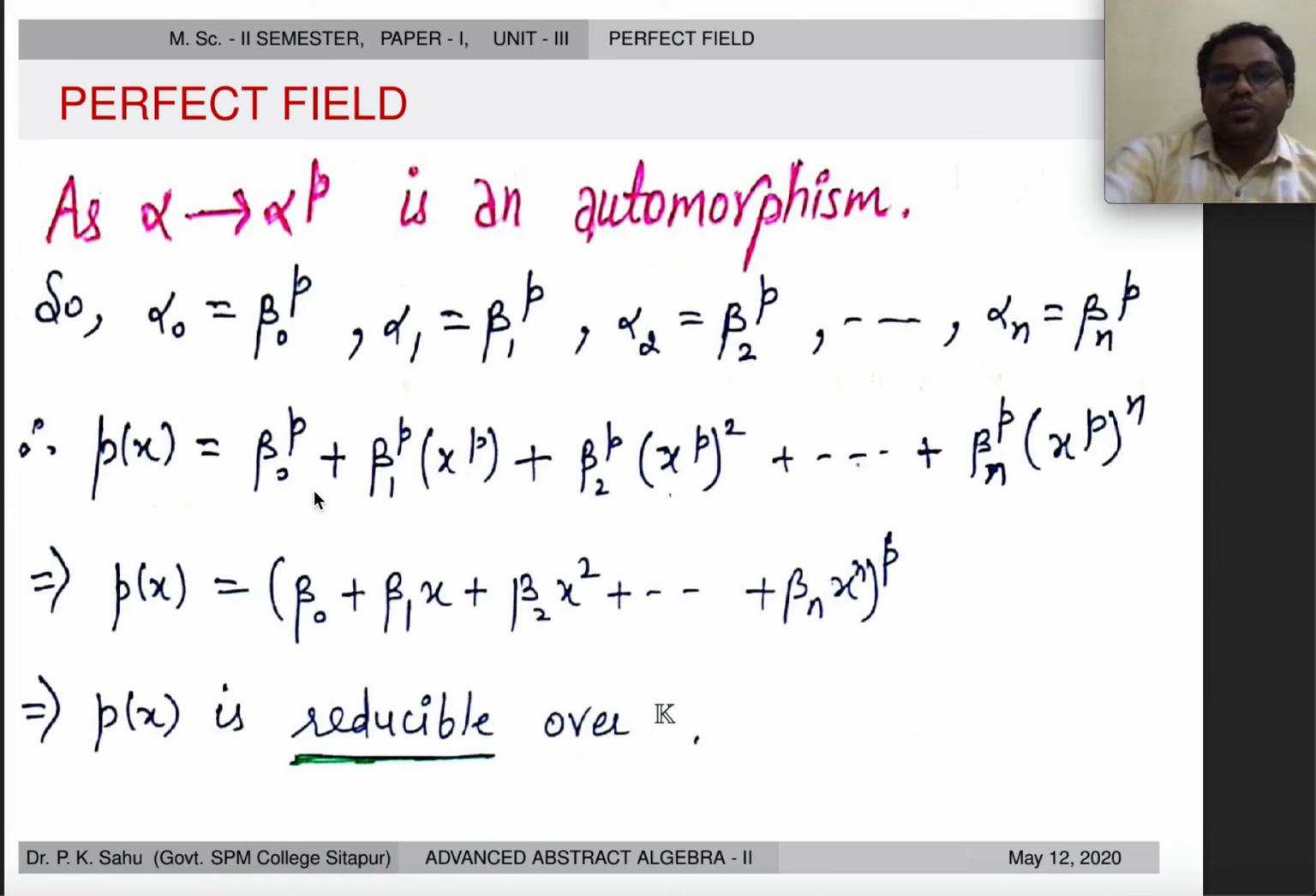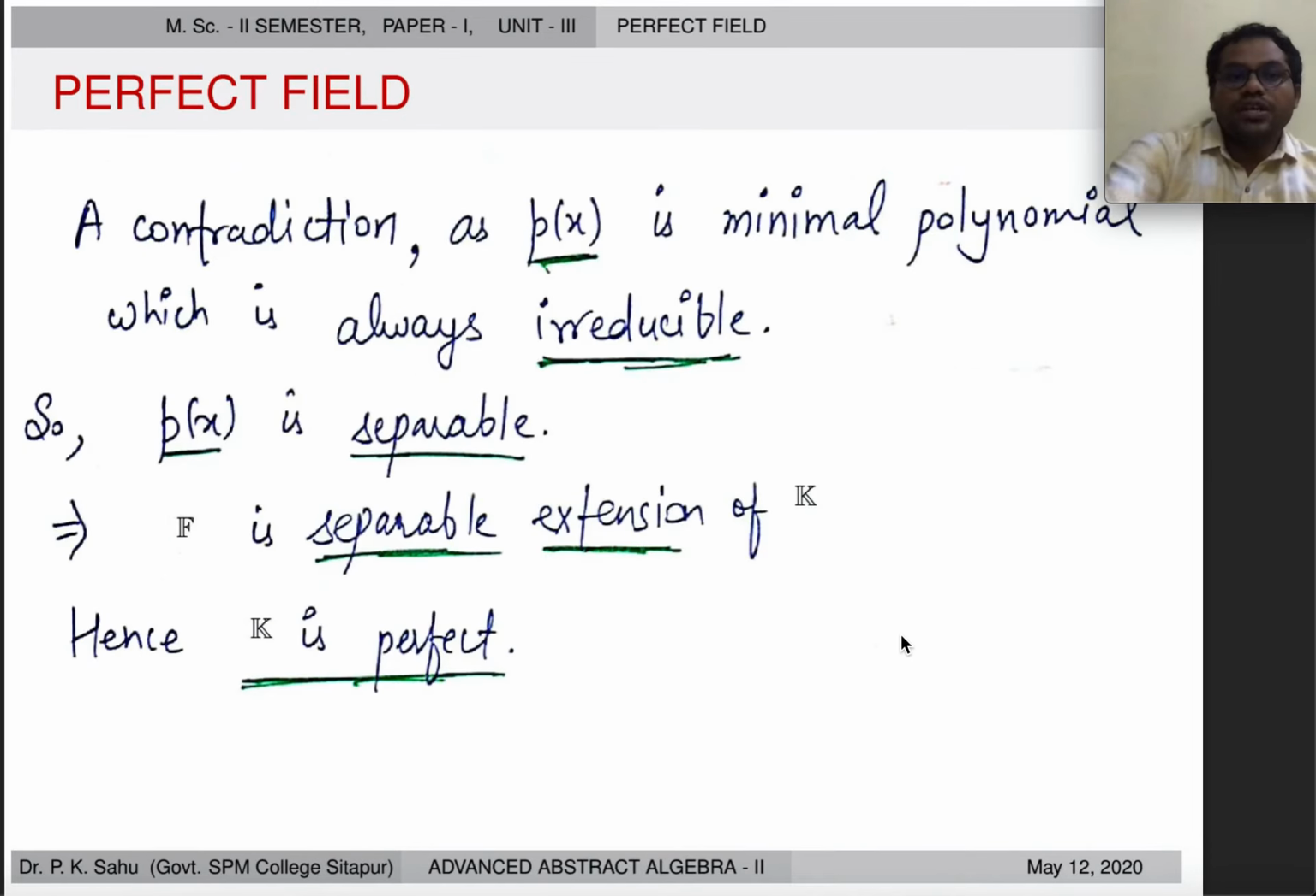So p(x) will be beta 0 to the power p plus beta 1 to the power p times x to the power p plus beta 2 to the power p times (x to the power p) squared, plus all the way up to beta n to the power p times (x to the power p) to the power n. So p(x) will be (beta 0 plus beta 1 x plus beta 2 x squared plus all the way up to beta n x to the power n) to the power p. So clearly p(x) is reducible over K, which is a contradiction, as p(x) is a minimal polynomial, which is always irreducible. So p(x) is separable.